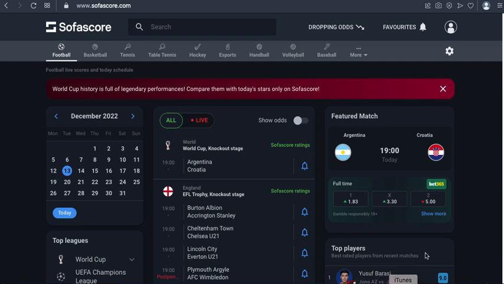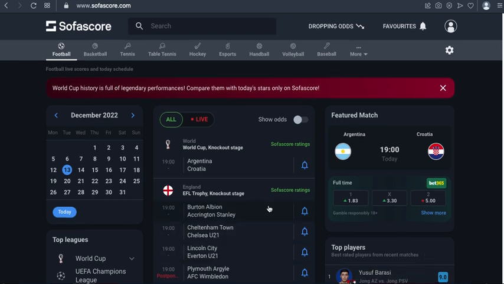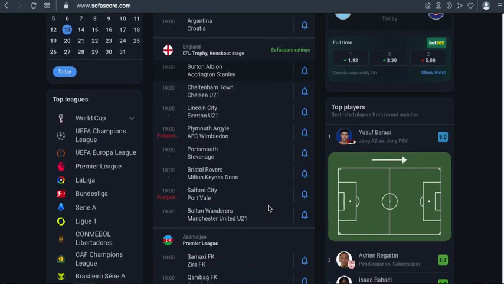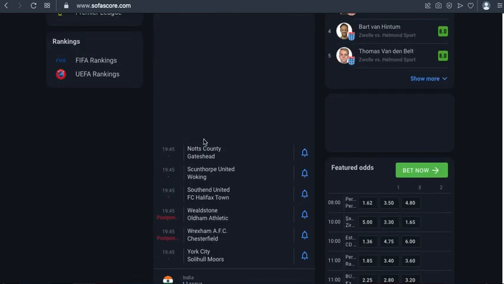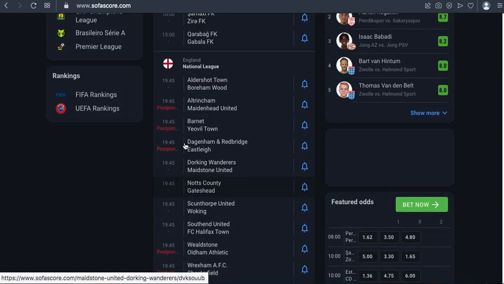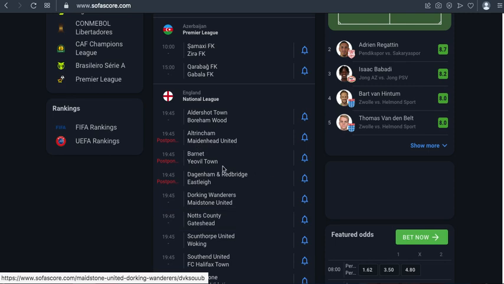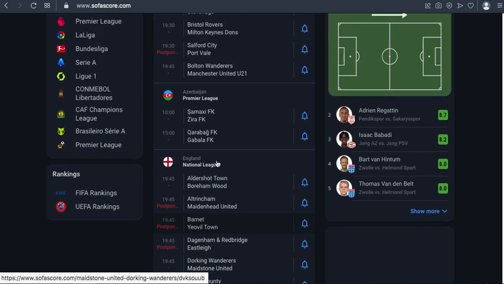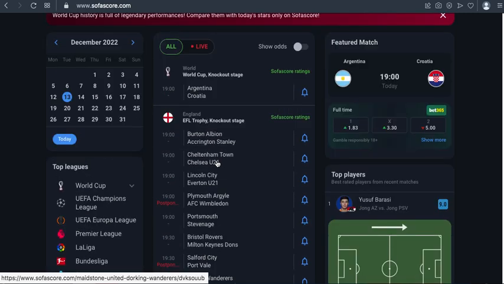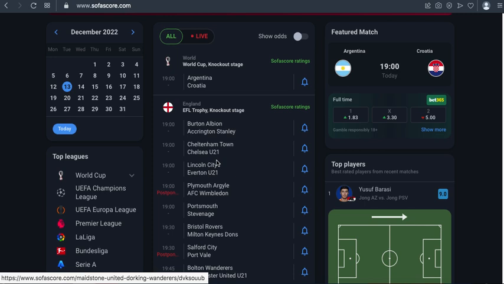So here is SOFASCORE. You can see that I've opened my SOFASCORE, and there are matches that SOFASCORE has predicted. Today, most of the matches I had proposed were postponed, when they fix some matches and because of the market trend. Sorry. So let's start with SOFASCORE.